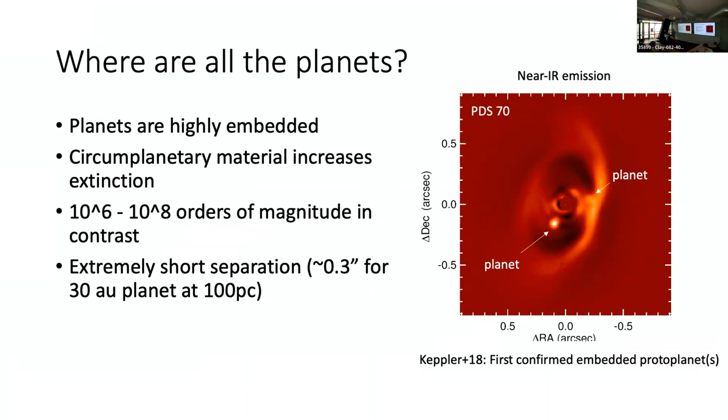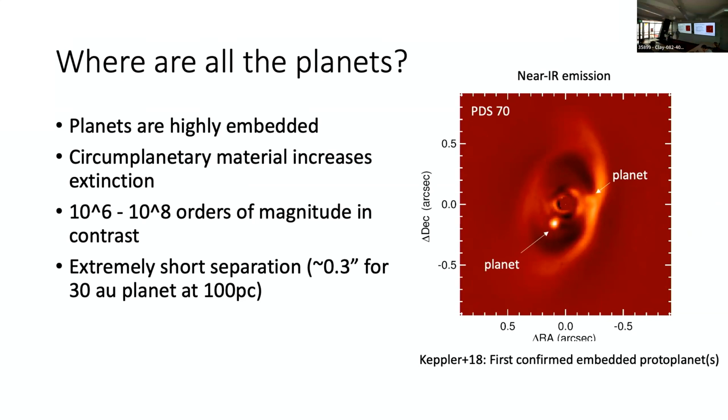There's also the issue of contrast. Like I said before, the brightness of a planet compared to that of a star can be 10 to the 6, 10 to the 8, which is difficult if the light from a star is just enveloping that of a planet. And these are also very small separations in the sky, like 0.3 arc seconds for our observational astronomers out there. So there are only very few telescopes in the world that can actually resolve a planet from its star.